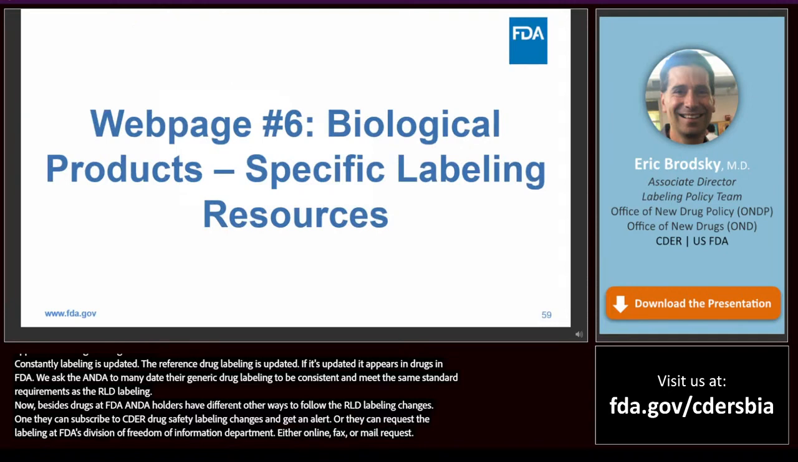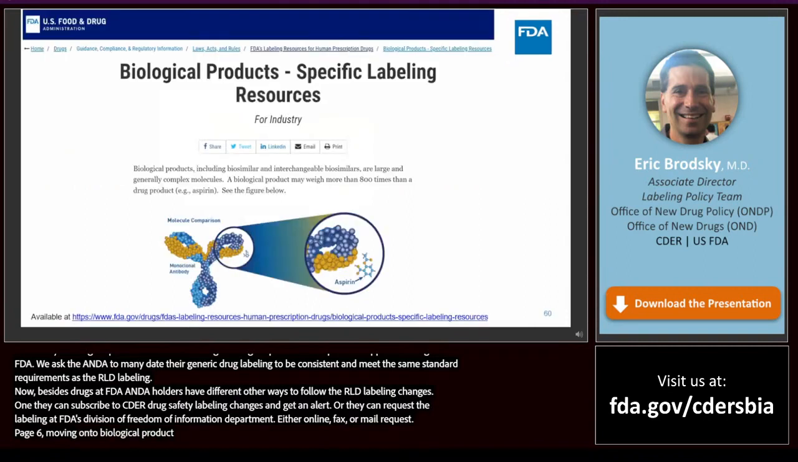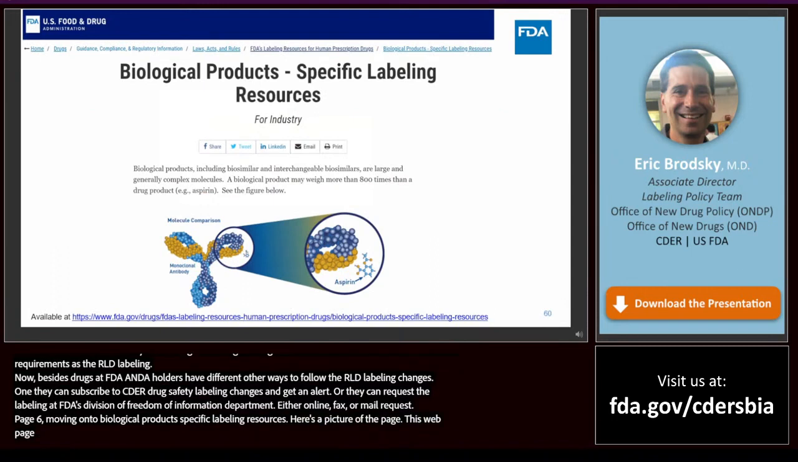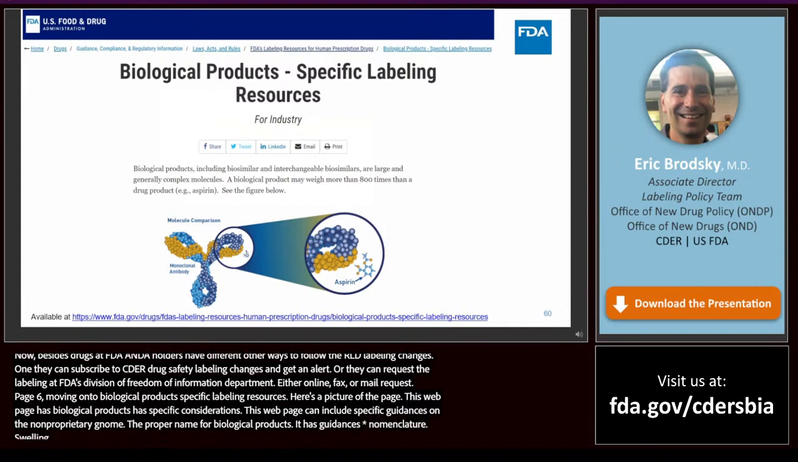Page 6, we're moving on to biological products specific labeling resources. Here's a picture of the page. This web page has biological products specific considerations. This web page includes specific guidances on the non-proprietary nomenclature, the proper name for biological products. It has guidances on developing biosimilar labeling, as well as developing biosimilar interchangeable labeling.